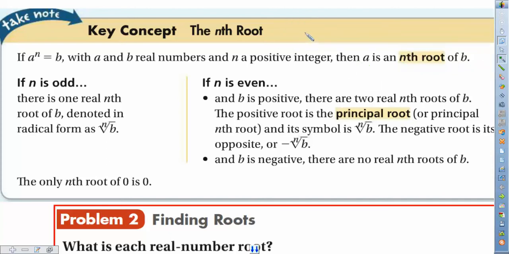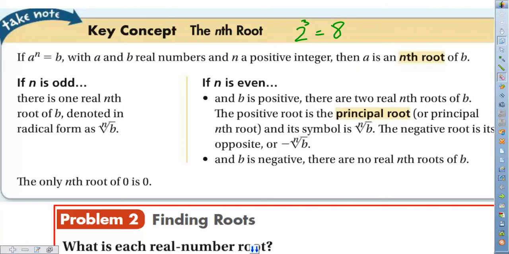For example, suppose we know that 2 to the third power, 2 times 2 times 2, is 8. So then what must be true here? We can say that 2 is not a third root, but we call it a cube root of b.